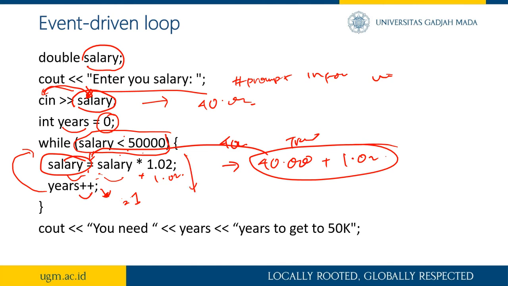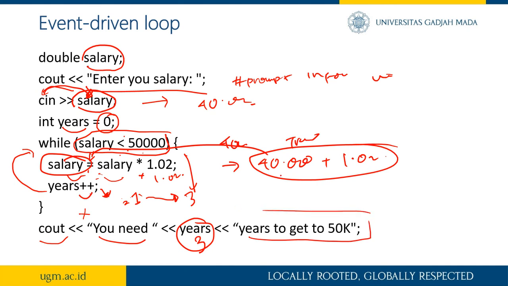After it reaches 50,000, it will close the condition, or exit from the looping. Then in cout, you need years, because years always increases whenever the looping is done. So looping done, then years increase, looping done, then years increase. So we got, for example, maybe 3 years, you need 3 years to get to 50,000.